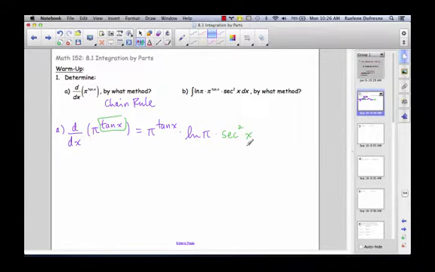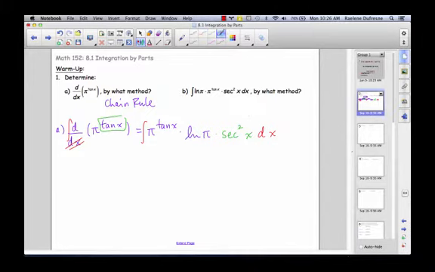So simply, if we want to reverse the process, we could imagine multiplying both sides by dx and integrating. Then the integral of the derivative of stuff, or the integral of d stuff, is just stuff. And we see the right-hand side is the integral of pi to the tan x times ln of pi, which is just a constant and could come in front, and then times secant squared of x dx.